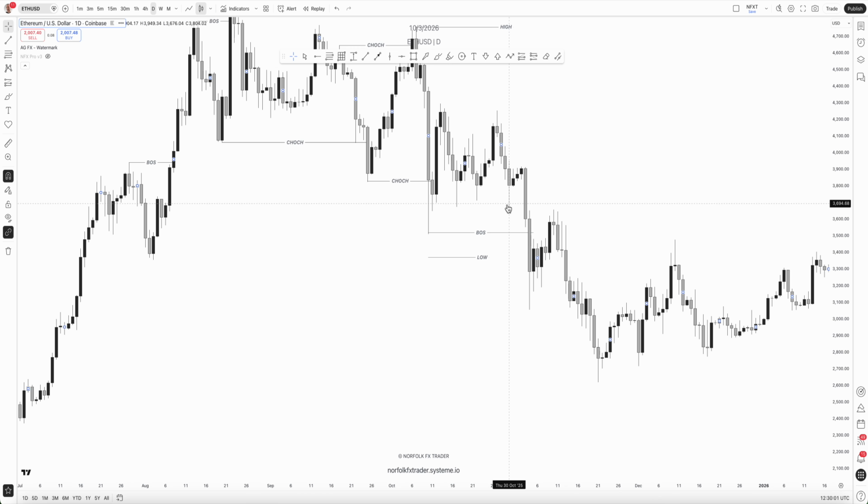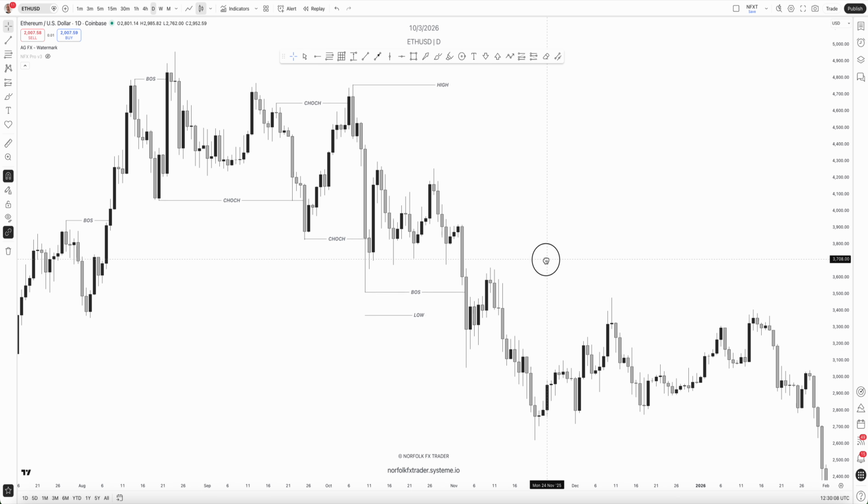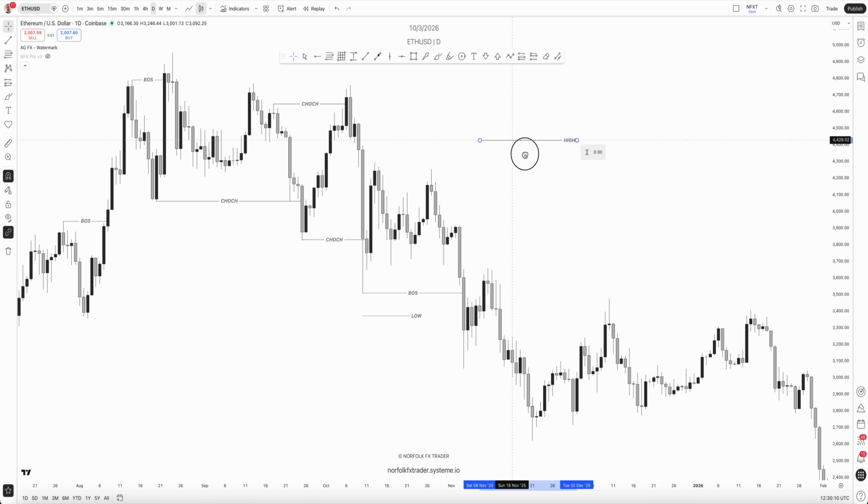This is the first break of structure to the downside. And that's key, because that now tells me we've gone from a change of character to a BOS. And that tells me we have a continuation with a trend. And our high is basically going to be this high. And then our low is going to be this low here.